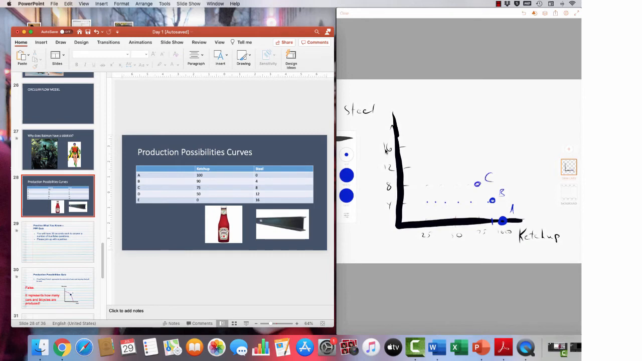Point D is 50 and 12. And point E is up here where we have 16 units of steel and no ketchup. So those are the production possibilities from our table just plotted out into a graph. And if we connect the dots, now we have our production possibilities curve, or our production possibilities frontier.